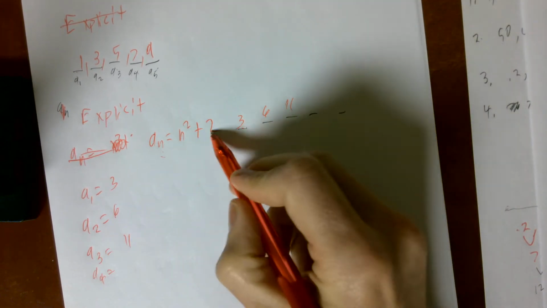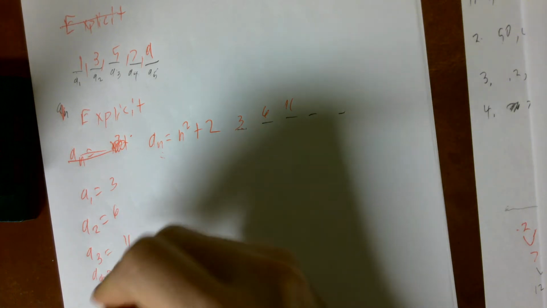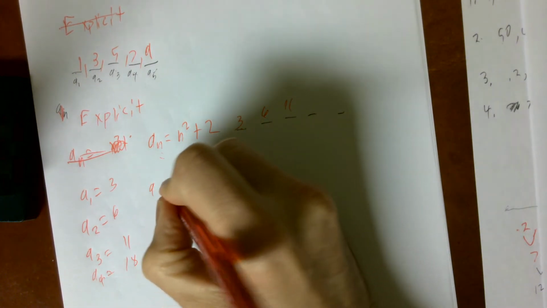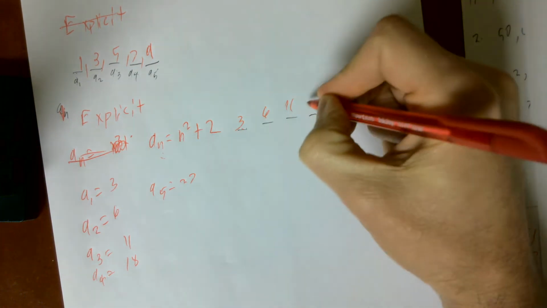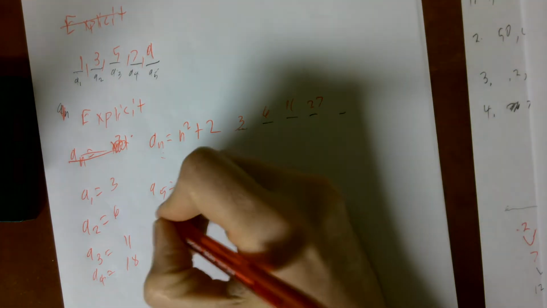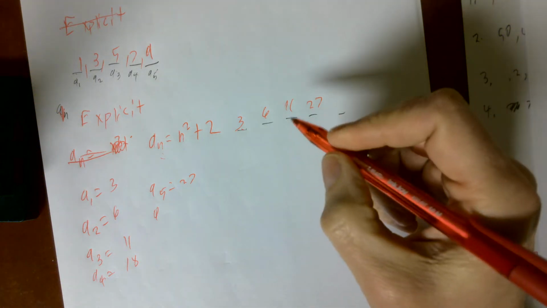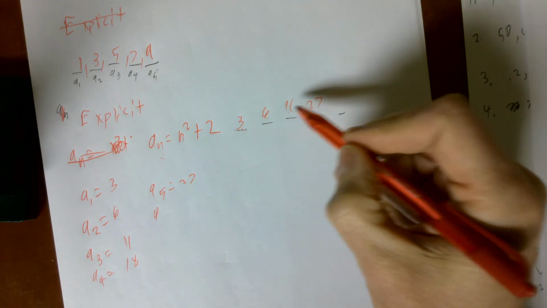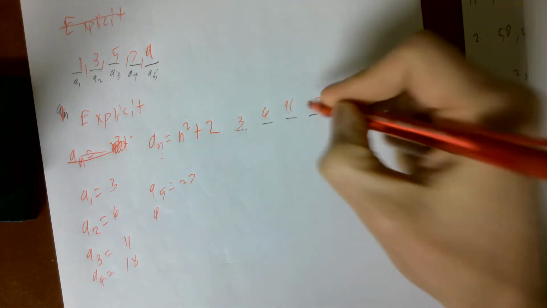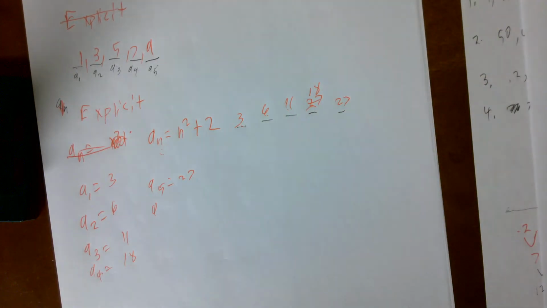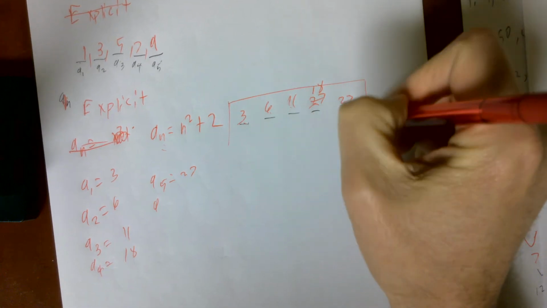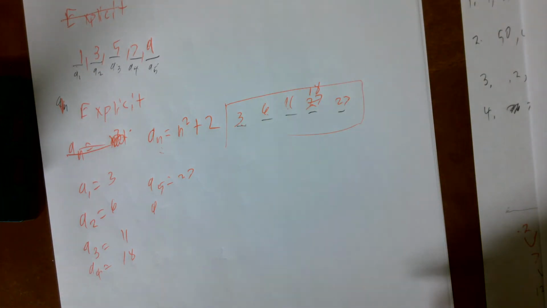I put a sub 4, well, 4 squared, 16, plus 2 is 18. And then a sub 5, 25 plus 2 is 27, so I end up with 27. I think I only wanted the first 5 terms: 1, 2, 3. Oh, whoops, I forgot there was an 18. And then we get 27. And so we have our nice little sequence.